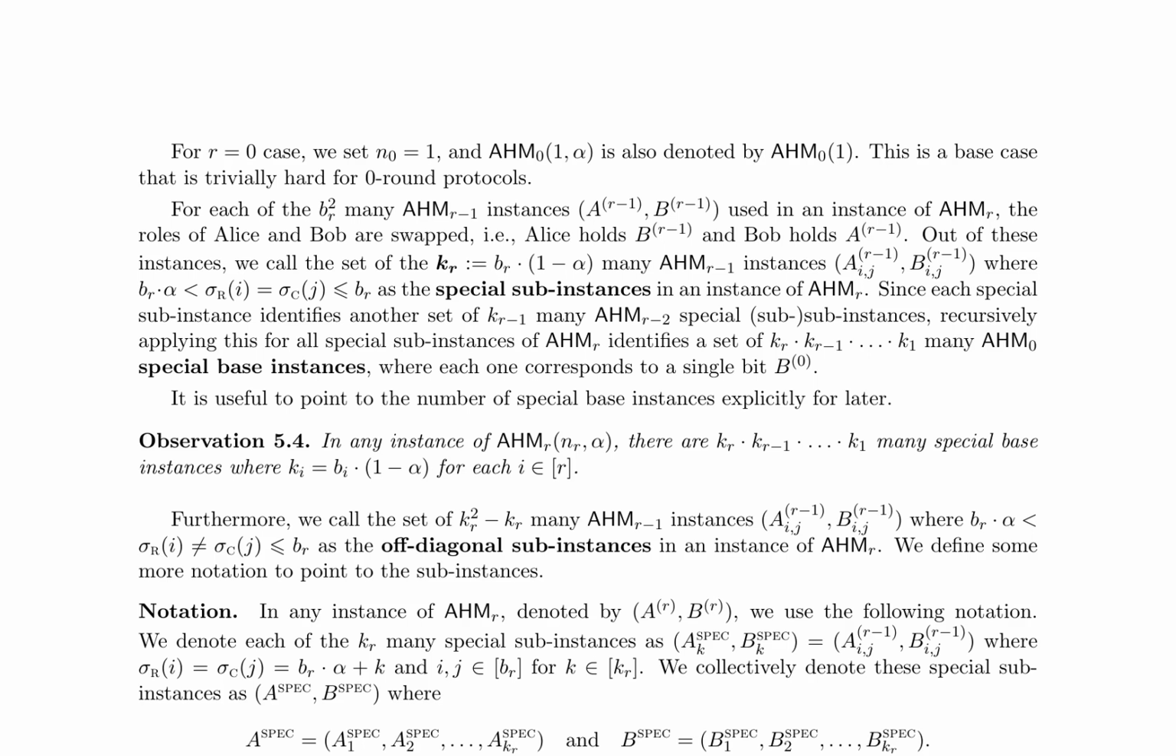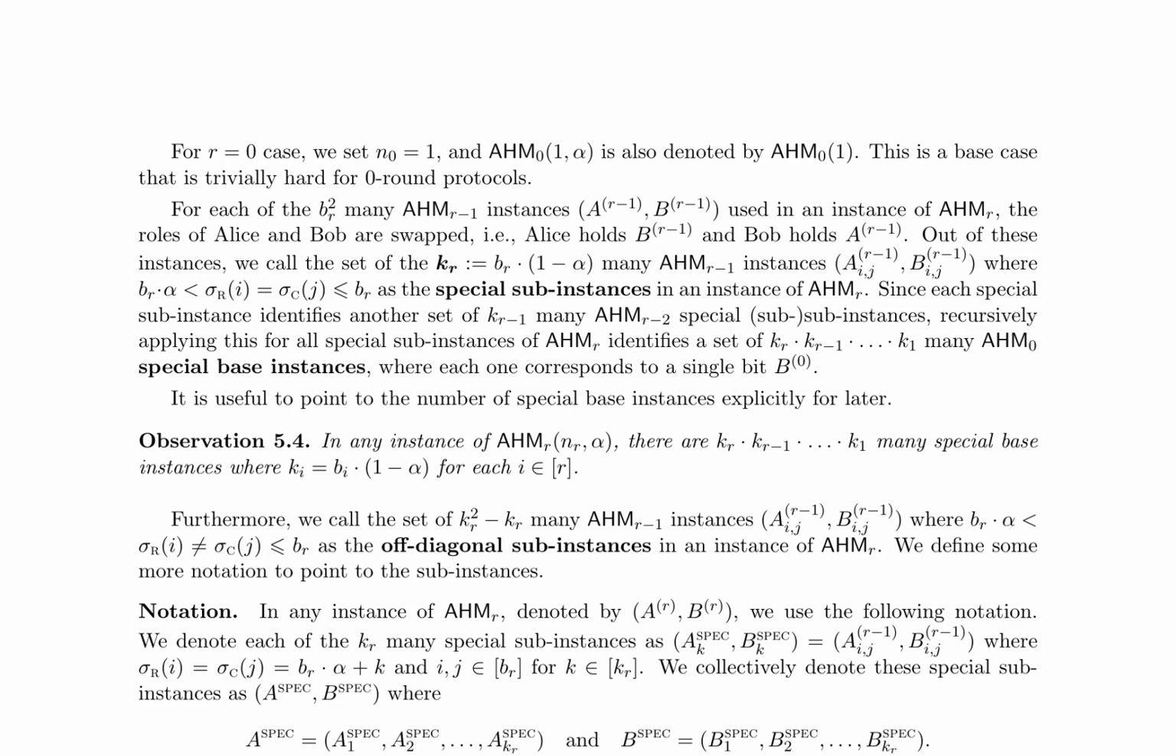Special subinstances, denoted as $(A_{spec}^k, B_{spec}^k)$, occur when the roles of Alice and Bob are swapped. Off-diagonal subinstances, denoted as $(A_{off}, B_{off})$, occur when the roles are not swapped. Remaining subinstances are denoted as $B_{rest}$.